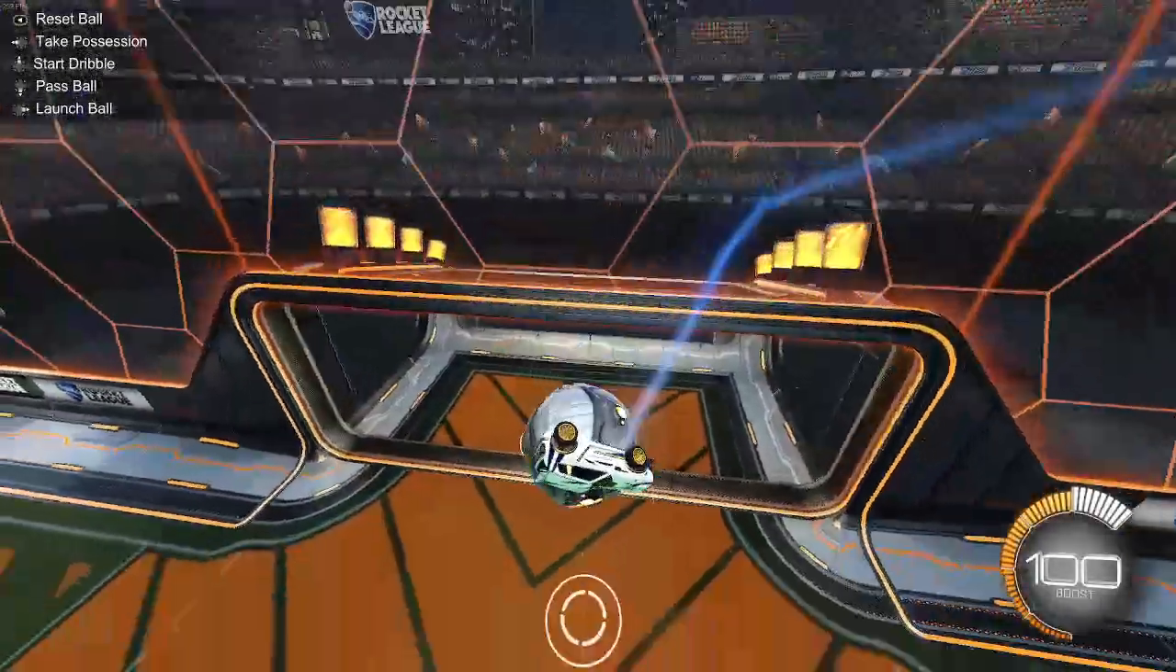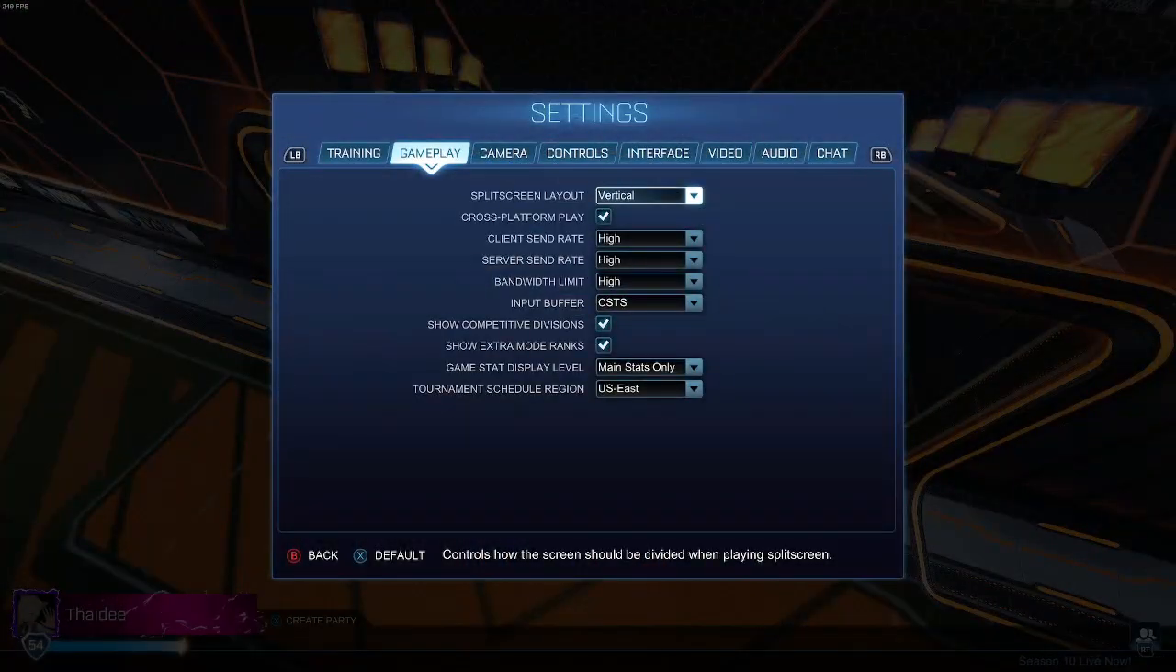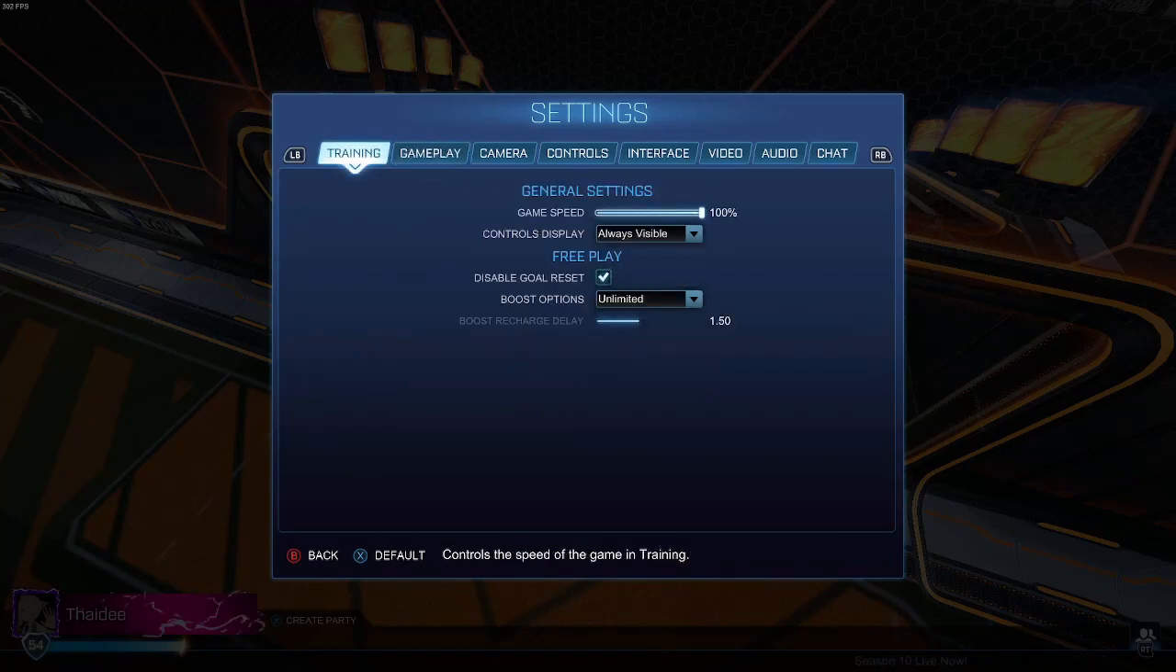Alright guys, so today the first thing we're going to do is look at our settings. Settings are pretty important, and I think a lot of people overlook them. So it's really important. This is the first step.